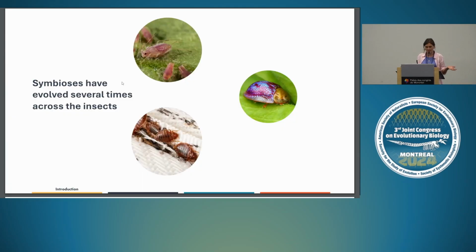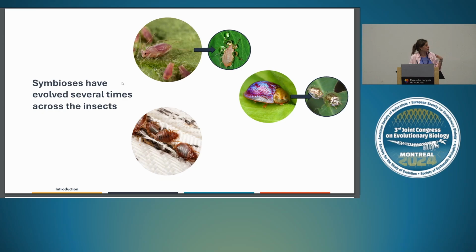You've probably heard a lot about that already at this conference, but basically symbioses have evolved several times across the insects, and here are some key examples. In aphids, you have symbionts which provision nutrients that aren't available in their diet, which is a very low-protein plant sap diet. And you have tortoise leaf beetles, which feed only on leaf matter, so they need symbionts which provide pectinases to break down that leaf matter.